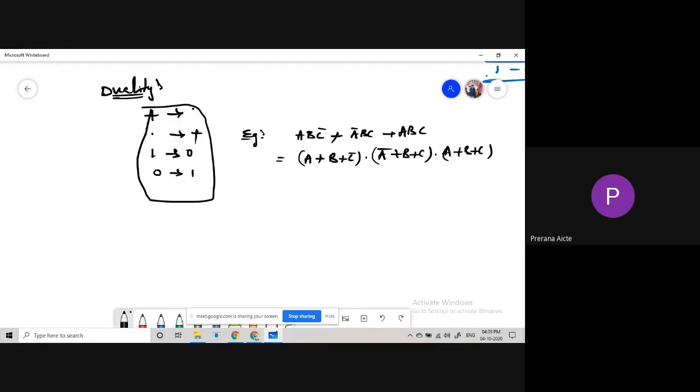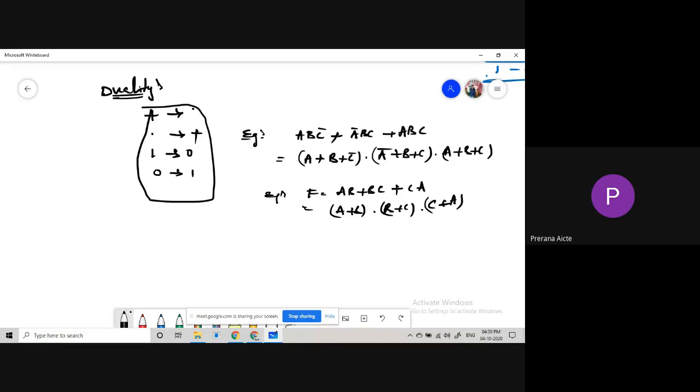Is it okay? Yes, sir. Then find the duality of AB plus BC plus CA. So what is the duality of this expression? A plus B into B plus C into C plus A. Yes, A plus B into B plus C into C plus A.